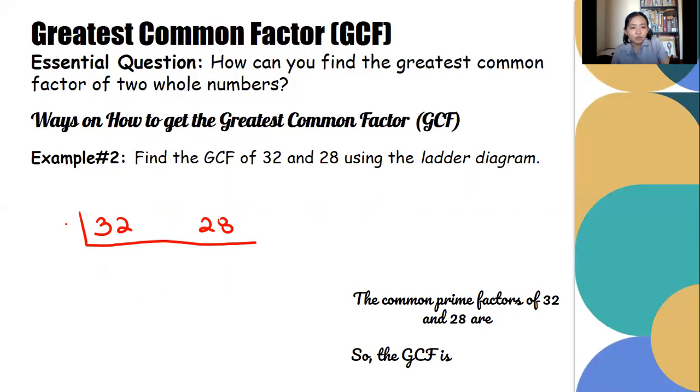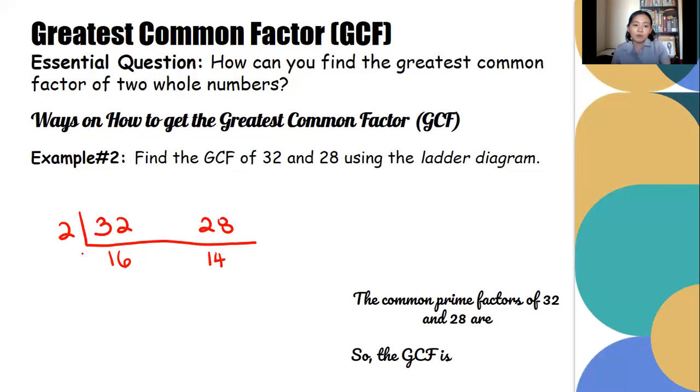I will try again to use 2 since both of them are even numbers. Take note, you can also use other prime numbers such as 3, 5, 7, and the other prime numbers that you can think of, for as long as that particular number that you choose can be used to divide the two given numbers. So in this case, I'll use 2 because that's the easiest for me. I will divide 32 by 2, which will give me 16. 28 divided by 2 will give me 14.